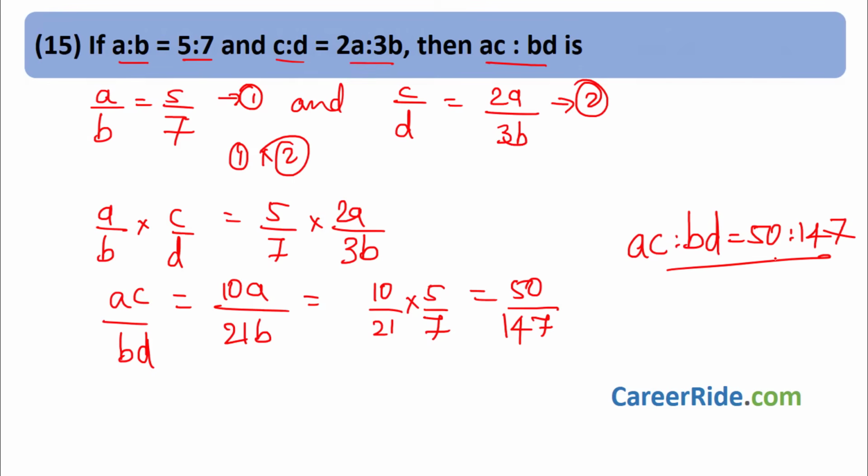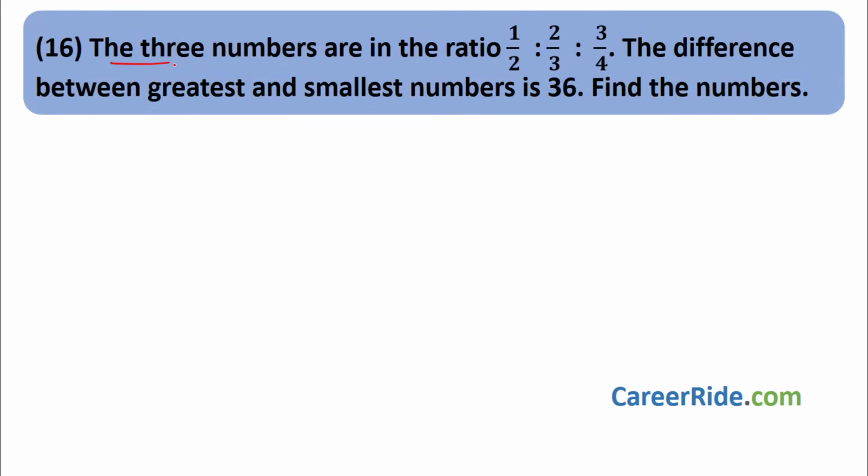Moving on, the three numbers are in the ratio 1 by 2 is to 2 by 3 is to 3 by 4. The difference between greatest and smallest numbers is 36. Find the numbers. Now the ratio of three numbers is 1 by 2 is to 2 by 3 is to 3 by 4. We do not know the actual numbers. This is nothing but ratio.